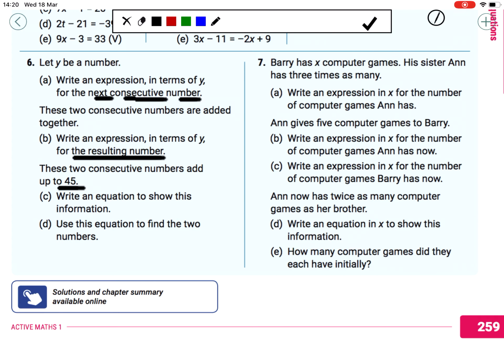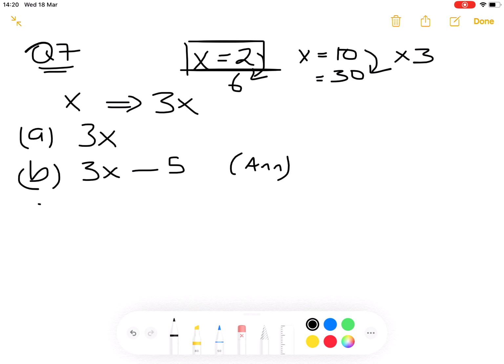So that's B done. It now says write an expression in X for the number of computer games that Barry has now. Now Barry started off with X amount of games. X games. Yeah. He's been given 5. So he now has 5 more than he used to. Very simple. X plus 5. Because the 5 that came from Anne have now been given to Barry. Okay? So that's what the story is now. So Barry has that many games, X plus 5, and Anne has 3X minus 5.